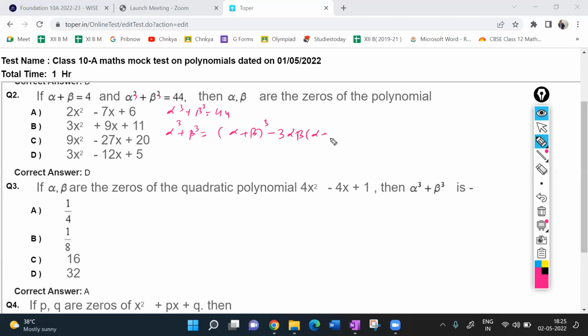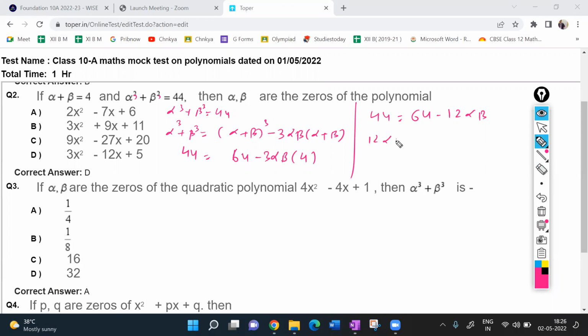No, you can't get it like that, beta. Alpha cube plus beta cube is 44, correct? Alpha plus beta is 4, so 4 cube is nothing but what, beta? 64. Am I correct? Minus 3 times alpha beta into 4. So 44 equals 64 minus 12 alpha beta. So minus 12 alpha beta is equal to... Okay, or else you do one thing.